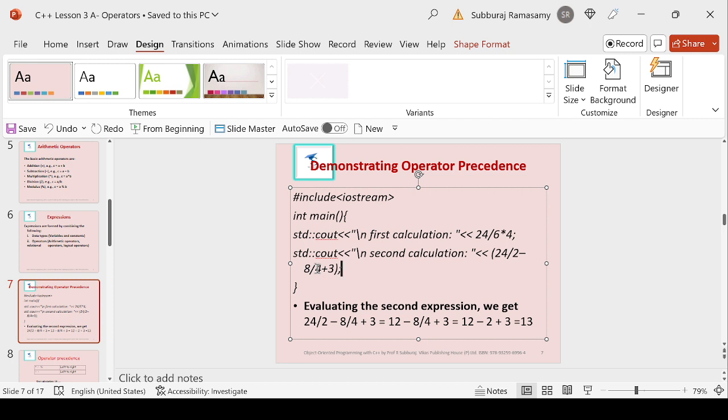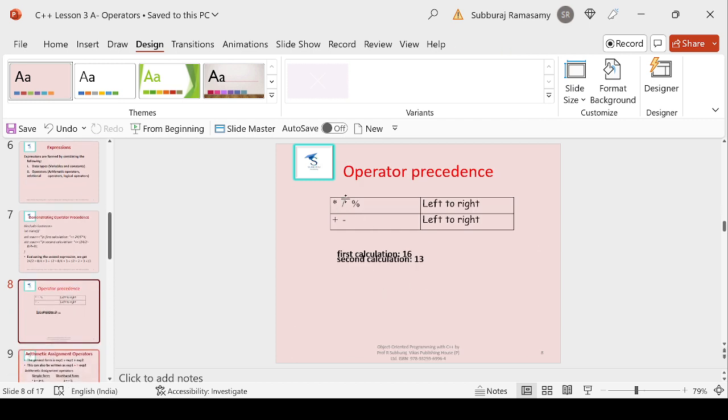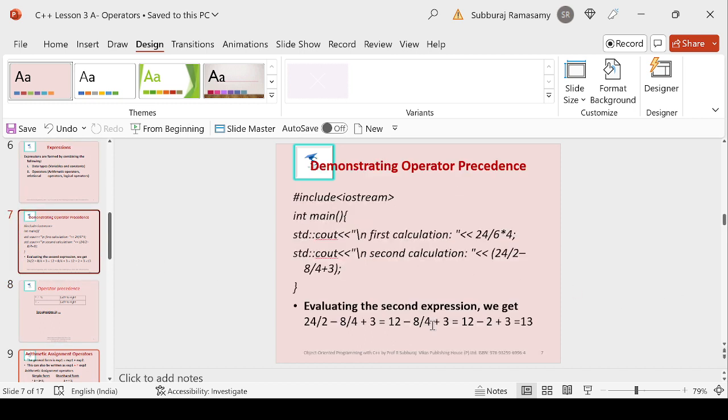So there is an operator precedence. There is an operator precedence in mathematics also, and there is operator precedence for each language. In C++ also there is. The divide and multiplication have higher priority. When they appear together in an expression, you go from left to right. Star, divide, modulus have the same precedence, so if they appear in the same expression, you go left to right. Plus or minus have lower precedence. So look at this: we have star as well as divide, which have the same precedence, so you have to go left to right. 24 by 6 is 4.